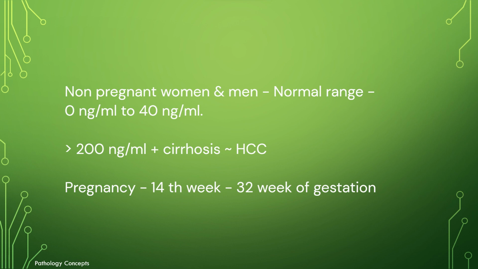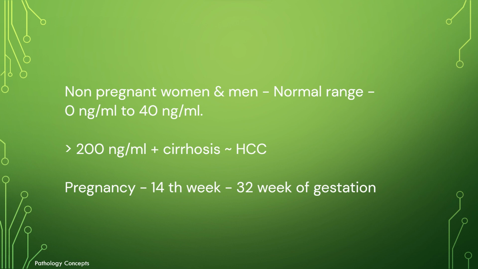Adult blood levels greater than 200 ng per ml in patients with liver cirrhosis strongly suggest or indicate hepatocellular carcinoma. Maternal AFP levels in pregnancy start to rise from the 14th week of gestation up until about 32 weeks of gestation. Between 15 to 20 weeks of gestation, AFP levels usually range between 10 mg per ml to 150 mg per ml.